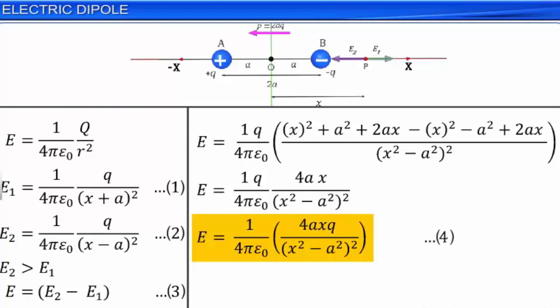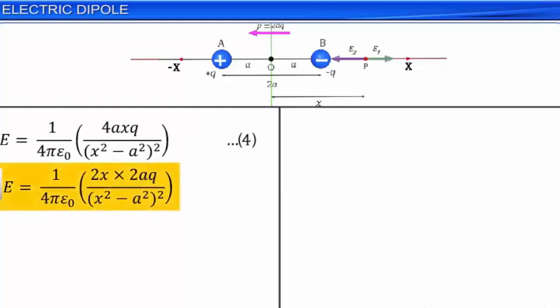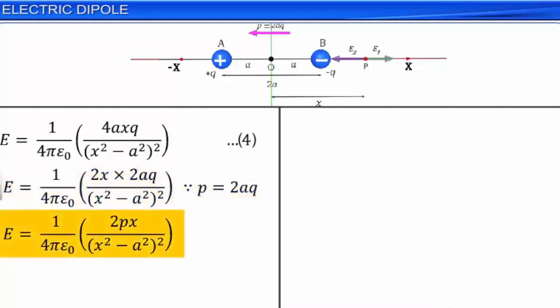Simplifying equation 4, we get E is equal to 1 by 4 pi epsilon naught into 2x into 2aq by x square minus a square whole square. In this equation, 2aq is the magnitude of the dipole moment p. Therefore, E is equal to 1 by 4 pi epsilon naught into 2px by x square minus a square whole square. Let this be equation 5.